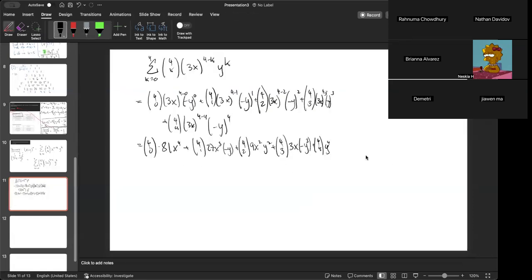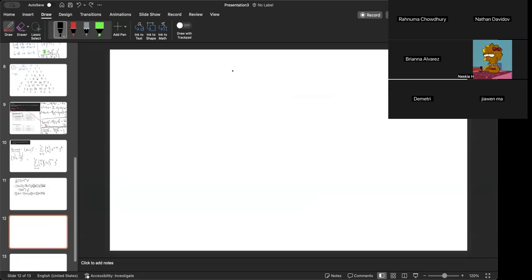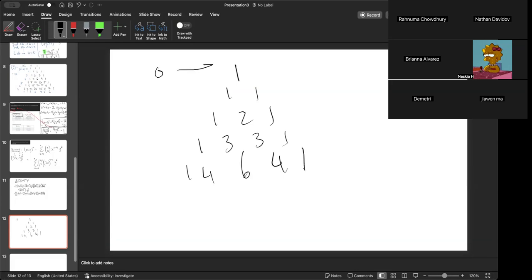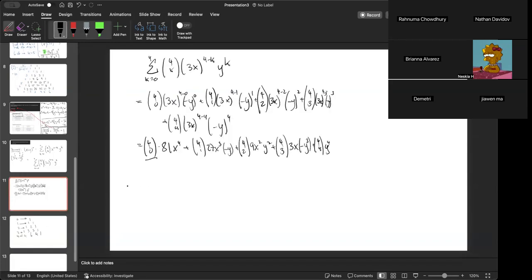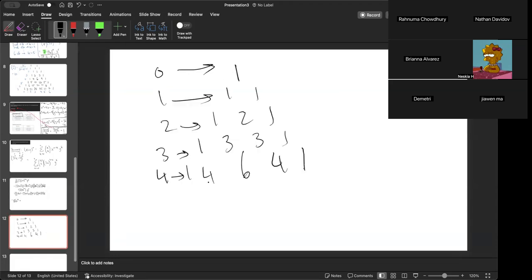And now how am I going to get these values here? I could compute them individually, or I can use Pascal's triangle. I think I'll do the latter. So I'll generate Pascal's triangle here, up to the 4th row. This is row 0, this is 1, this is 2, this is 3, and this is 4. So 4 choose 0 is 1. Plus 4 choose 1 is 4. Right? 4 choose 1 is 4.